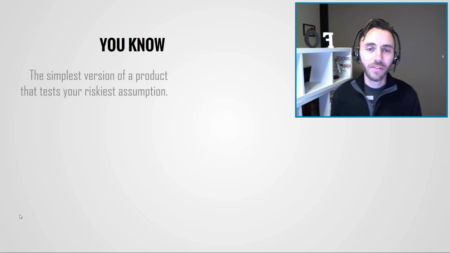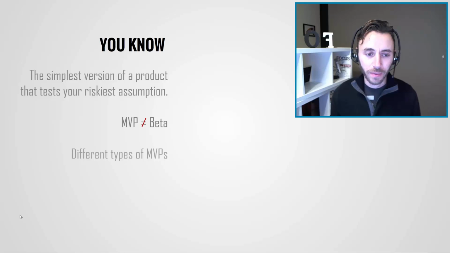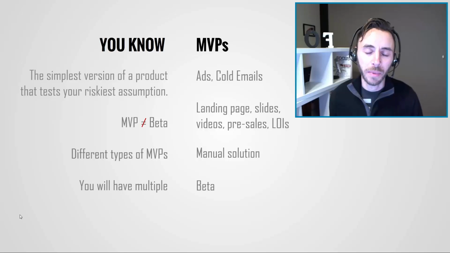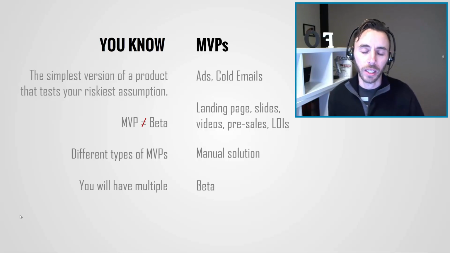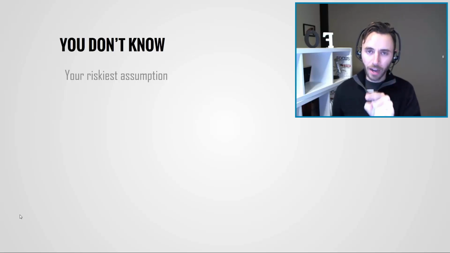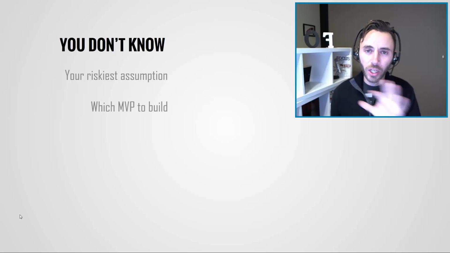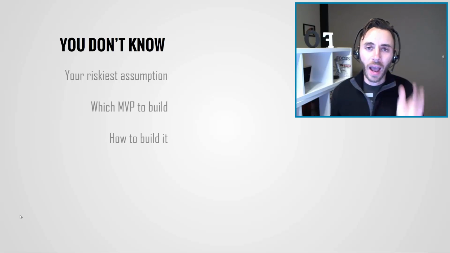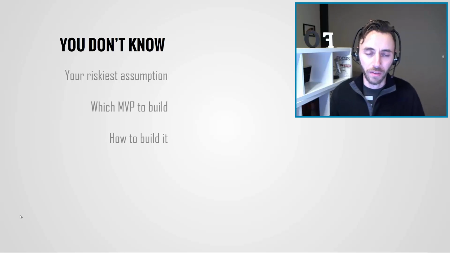All right, so now you know the definition of MVP. You know that MVP is not synonymous with beta. You know there are different types of MVPs, and you know that you are going to have multiple MVPs throughout your journey to product market fit. There are some things that I haven't told you though. Things like, how do you figure out which assumption of yours is riskiest? I also haven't told you which MVP to build, because if you don't know which is your riskiest assumption, you don't know which MVP to build. And then finally, I haven't told you how to actually build those MVPs.